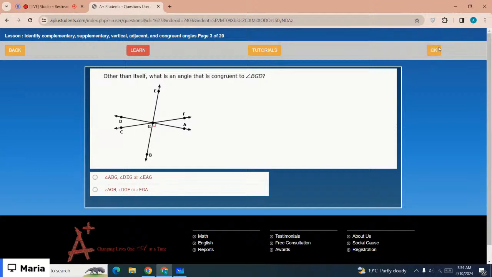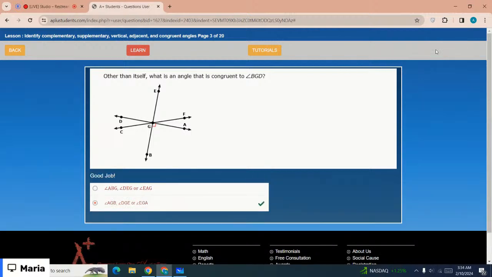Other than itself, what is an angle that is congruent to angle BGD? Which is the correct option? Yes, that is AGB, DGE, and EGA. Option number 2 is the correct option. They all are congruent, meaning exactly the same measure of the angles, right?